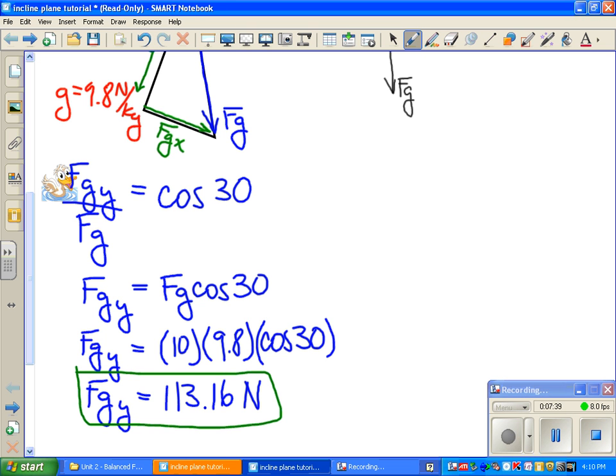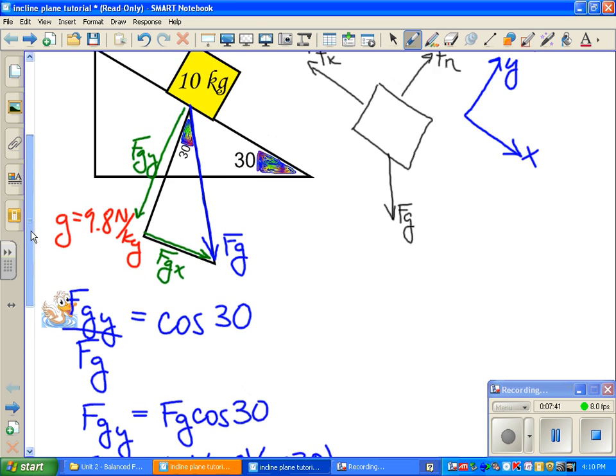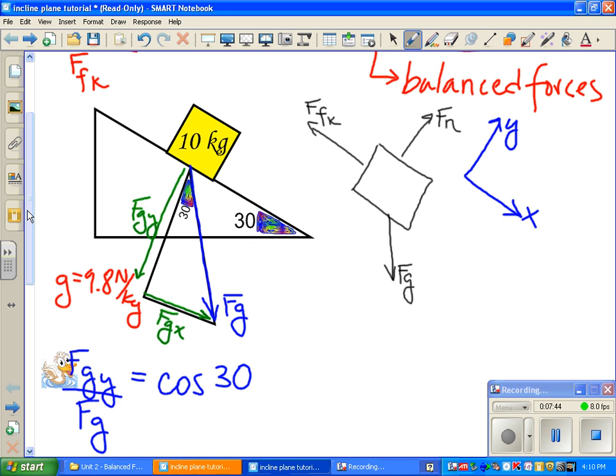So I can take that number and go all the way back up here, and I can write it into my force diagram. So this is Fg y, Fg x. I have effectively replaced this. I'm like, I don't need you anymore. You're gone. I can replace it with a number. So Fg y equals 113.16 newtons. Good to know.